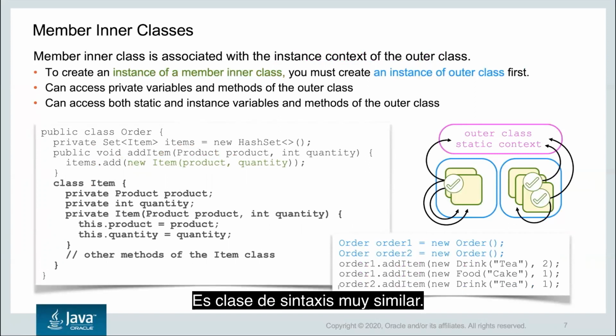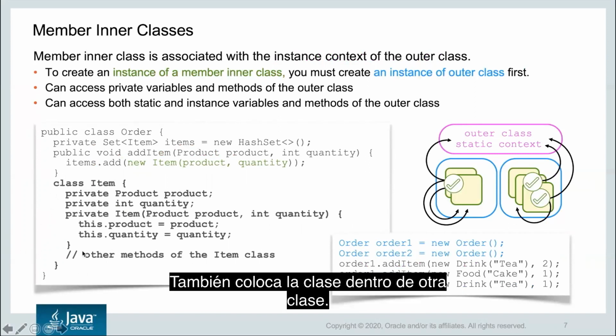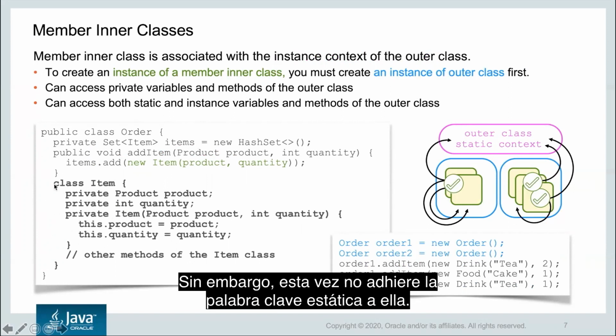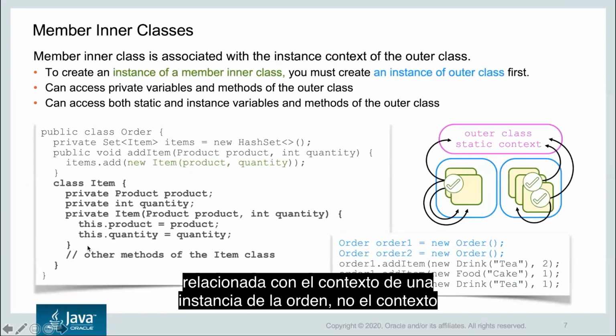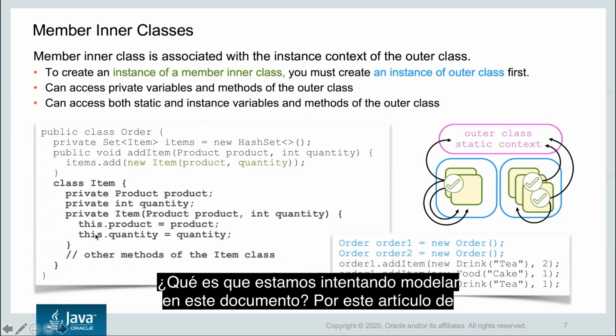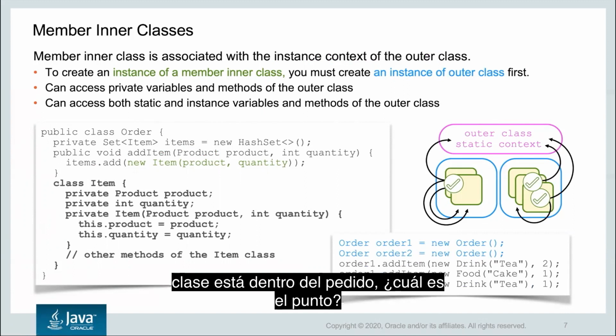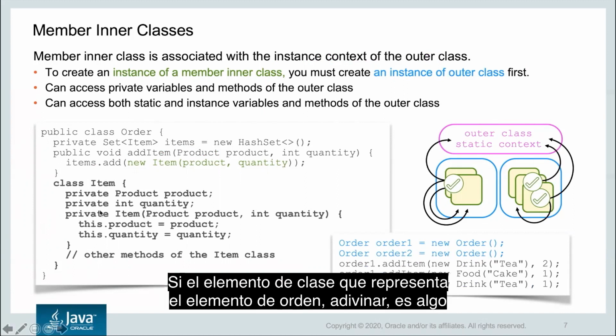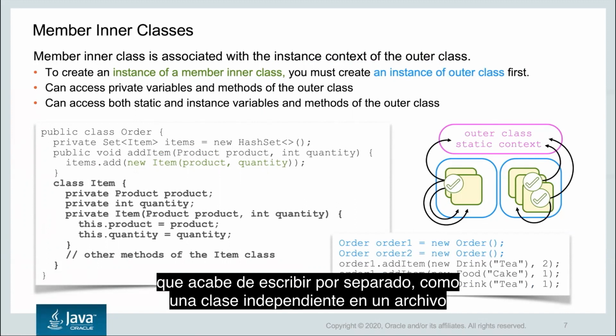It's very similar syntax-wise. You also place the class inside another class, but this time you don't stick the keyword static onto it, right? So the difference is that this particular inner class is related to the context of an instance of the order, not the static context of the order, but a specific instance of the order. What is it that we're trying to model here, why is this class item inside the order, what's the point? If the class item, which represents an order item, I guess, is something that you just write separately, like an independent class in a separate source file, whatever.